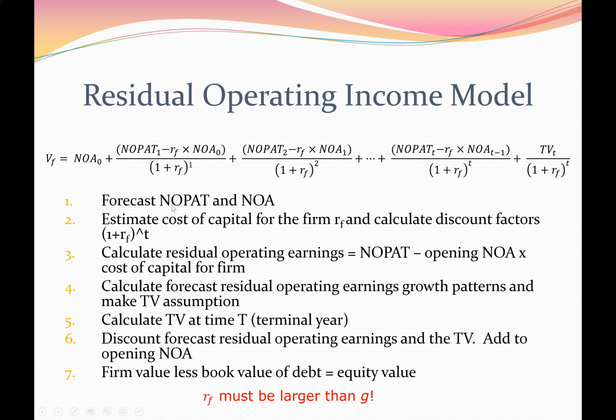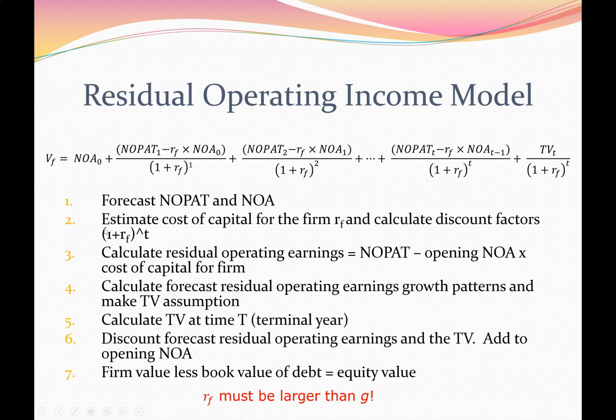Step 1 is we need to forecast NOPAT and NOA. NOPAT is net operating profit after tax, and we can get that from our forecast template. And NOA, net operating assets, is also something we've got in our forecast template. So we need NOA in the current period, so the actual reformatted balance sheet that exists, and NOPAT in the future years from our forecast template, NOA in the current year, and NOA in the future years.